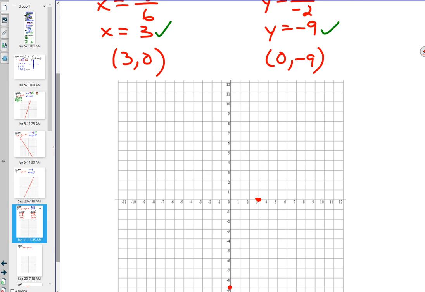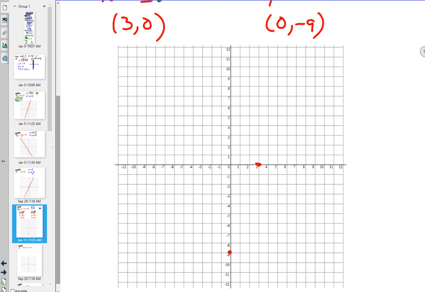Hey, Julia, do you like it better this way or do you like it better solving for y? I think most people would.